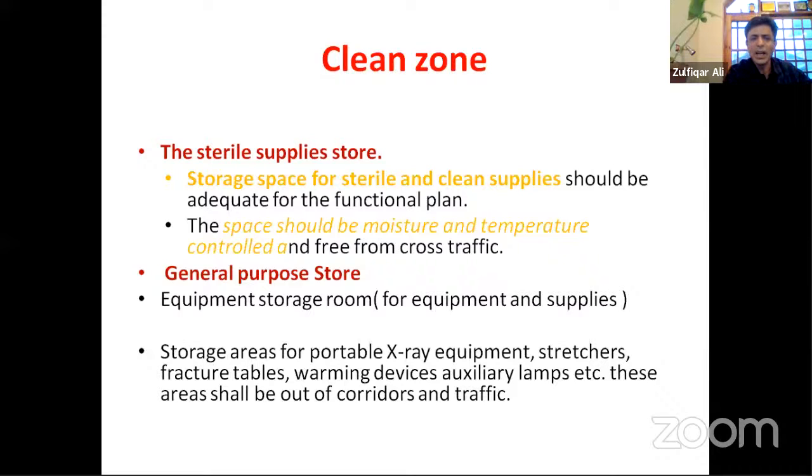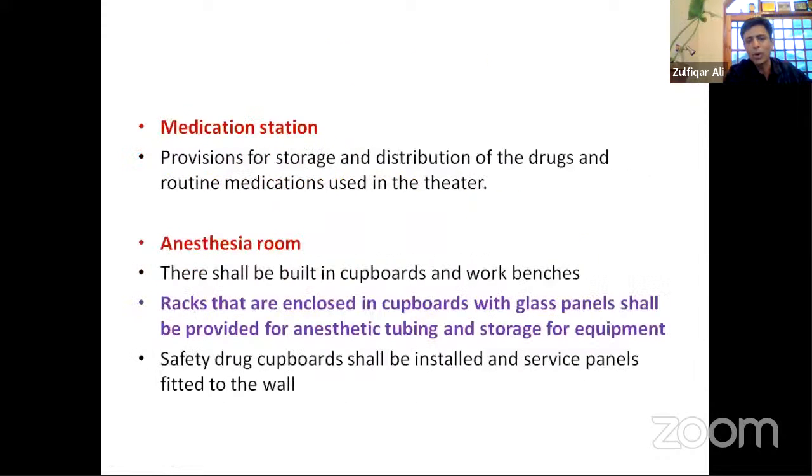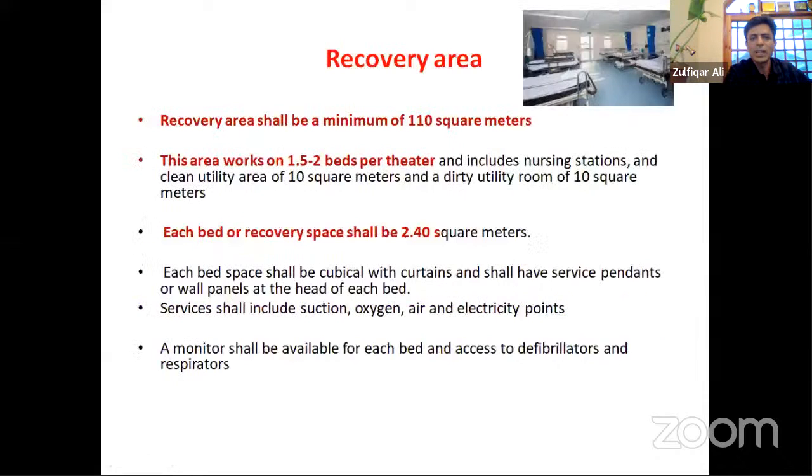It's in this area where we have a general purpose store, which contains space for portable X-ray equipment, stretchers, fracture tables, and warming devices. The medication stations are again located in these areas, where we have drugs and routine medications. And then we have the anesthesia room, where we have built-in cupboards and workbenches where we place the various anesthesia-related drugs.